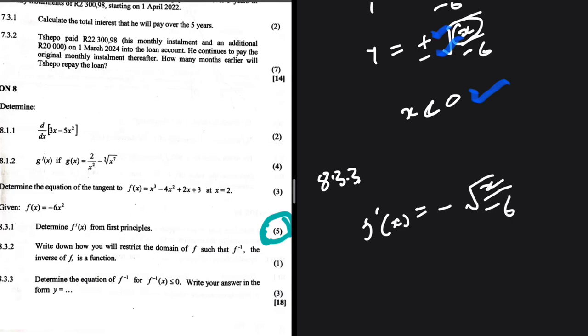Here we go. For which values of x is f decreasing? For which values of x is f decreasing? So we look at our function from left to right, right? Not from right to left.